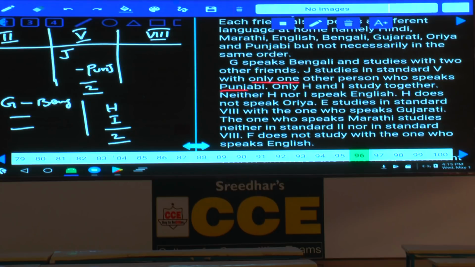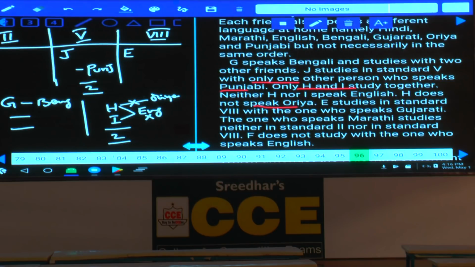Why? Because there must be 3 persons in the class in which G is studying. Then only H and I study together. Neither H nor I speaks English, so English is ruled out for these 2. H does not speak Oriya, and E studies in standard 8.